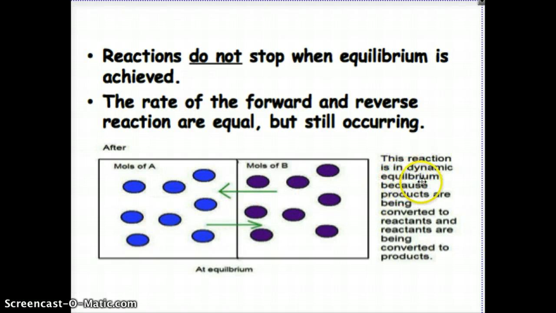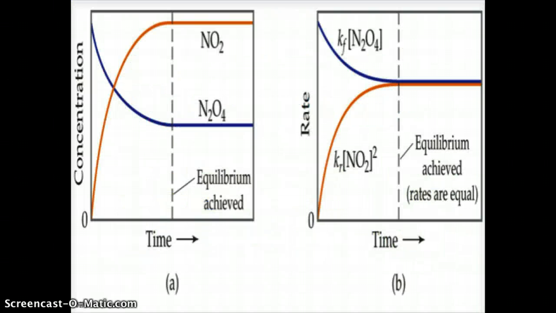So this reaction is in dynamic equilibrium because products are being converted to reactants and reactants are being converted to products at the same rate, okay? At the same speed. It doesn't necessarily mean that they're equal in concentration. Just keep that in mind.